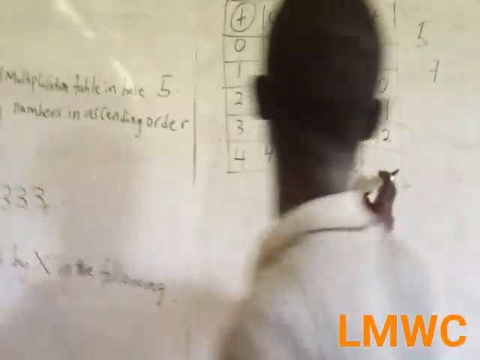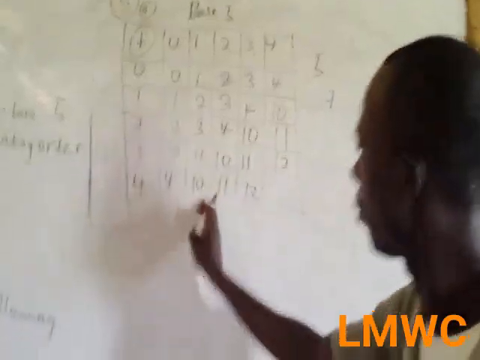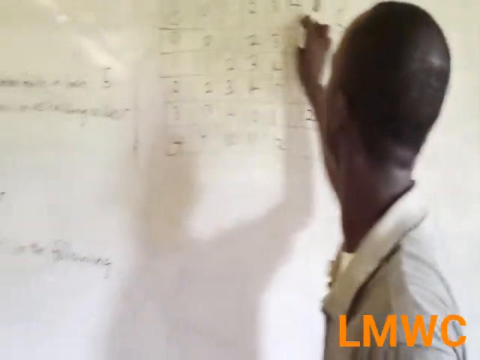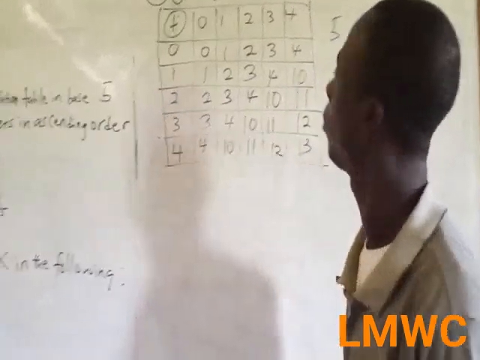Let's work out the last one. Or if you don't want any problem, you work it separately. So 4 plus 4 is what? 8. 5 goes into 8, 1 remainder 3.